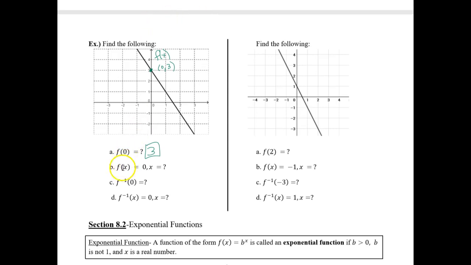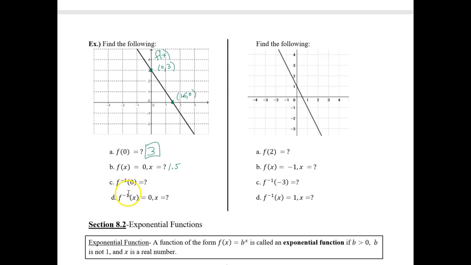The next one says f of x equals 0. So that's saying when y equals 0, what is x? When y is 0, we want to know where x is. That's about (1.5, 0), because it's halfway between 1 and 2. So x is 1.5 when y is 0.